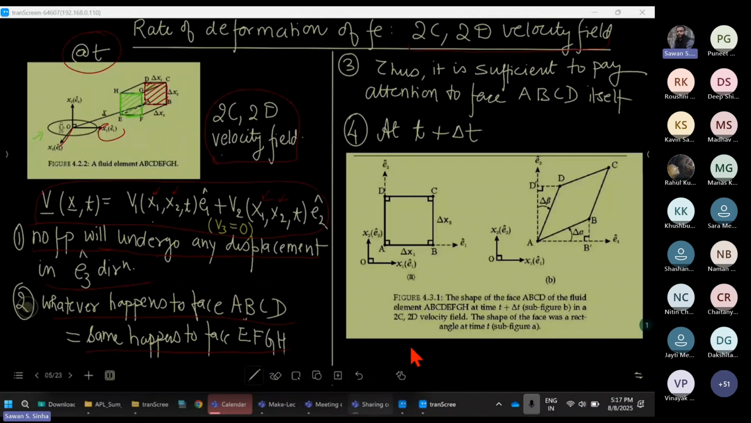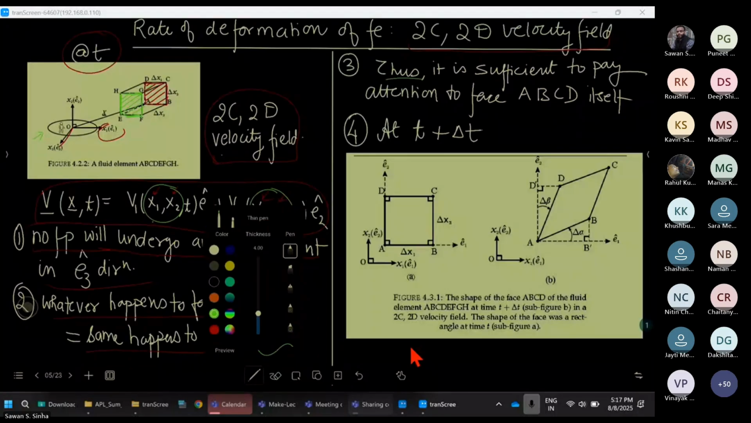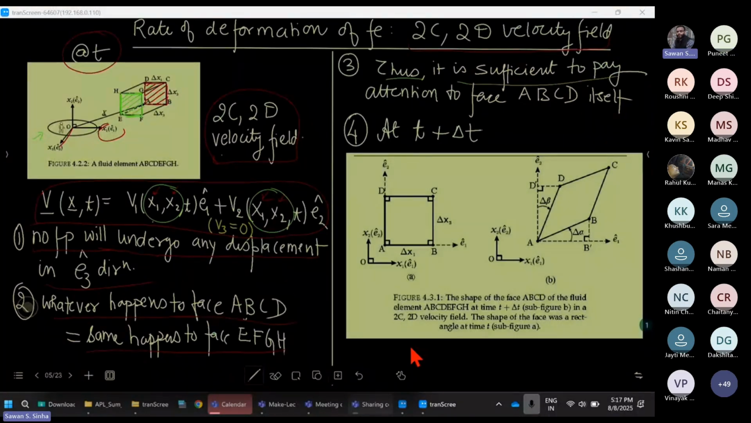Why? Because of this. Whatever happens to the faces, V1 and V2 will be responsible for that, and V1 and V2 are not dependent on X3, right? And that is why the fate of the red phase will be the same as the fate of the green phase. And thus it is sufficient for me to just pay attention to phase ABCD itself in the 2C2D case.